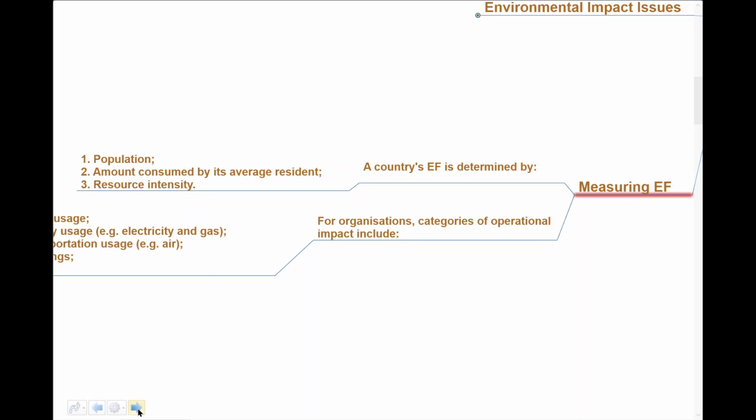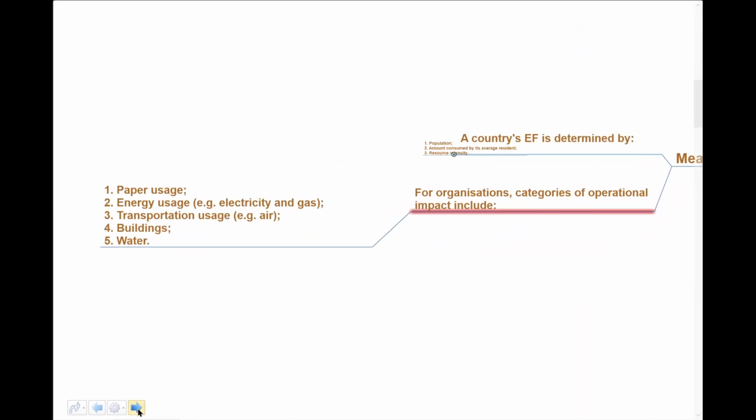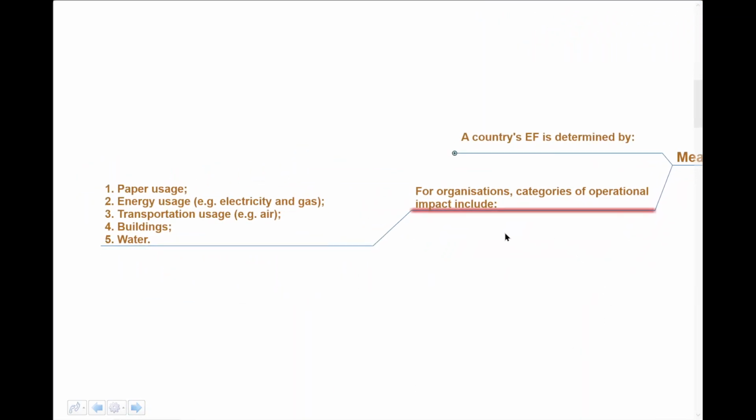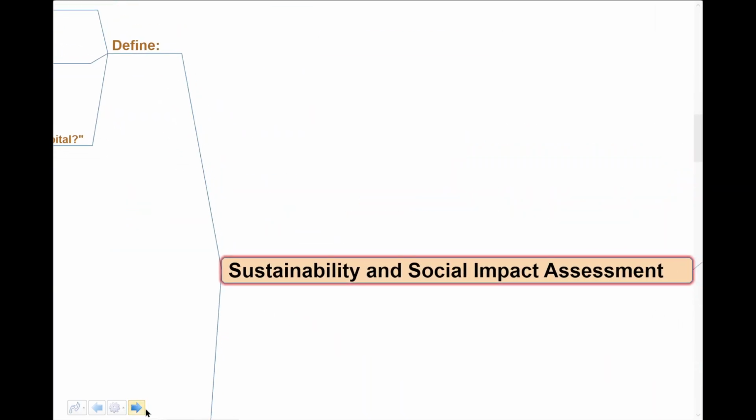Now, in terms of an organization, when we think about an organization, what sort of impact can it have, and indeed on what areas? Well, paper, certainly energy, the use of transport, the use of buildings and the building of buildings, and indeed, of course, water. Okay?